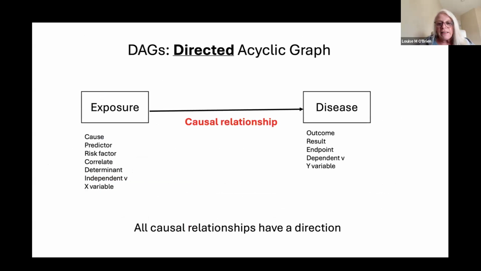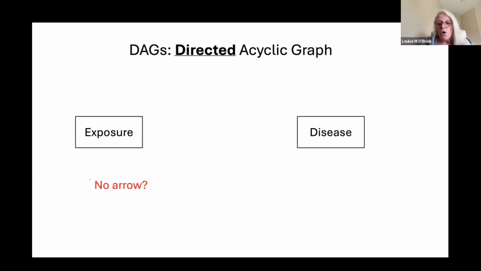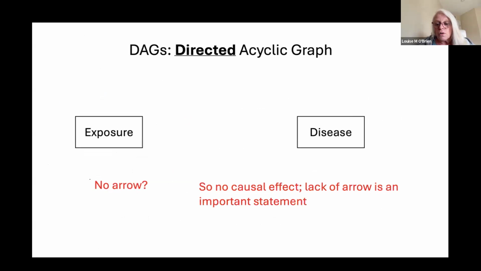So directed acyclic graph: it's directed because all causal relationships have a direction. You have your exposure, or here are some other words for exposure, causally related to your outcome or your disease, okay? If there's no arrow, it means there's no causal effect. So a lack of arrow is actually an important statement. So you have to really consider where your arrows are going. If there is one missing, is it meant to be missing?